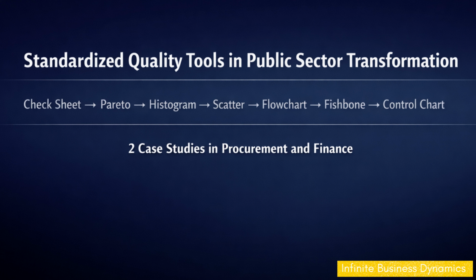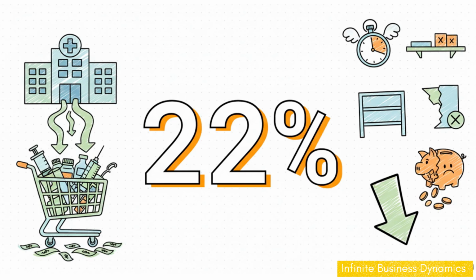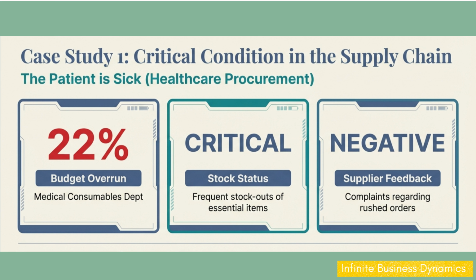In this session, we apply all 7 standardized quality tools to 2 real public sector case studies in procurement and finance. A public hospital network is just hemorrhaging money. They're overspending their budget on critical medical supplies by a staggering 22%. Now, this isn't just a number on a spreadsheet. This means wasted resources, it means running out of vital supplies, and it means frantic last-minute orders. The stakes here are incredibly high.